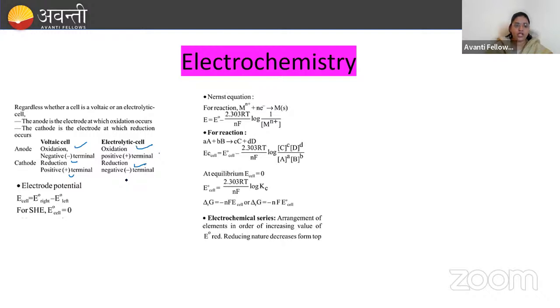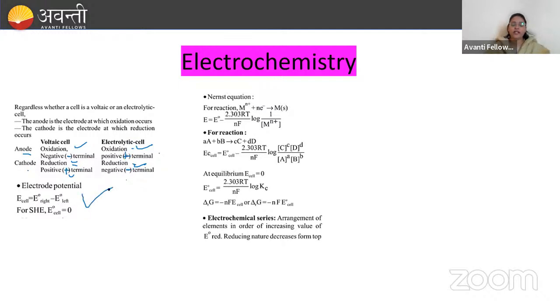So there is only change of positive and negative sign. At anode oxidation takes place, that is common. At cathode reduction takes place, this is also common. But in voltaic cell, it is a negative, which is an anode, and positive, which is a cathode, and converse for the electrolytic cell. Are you getting it?